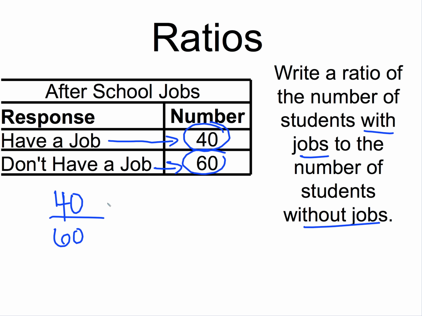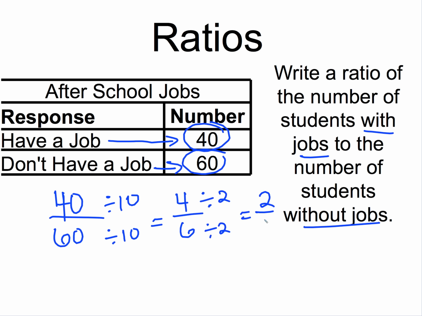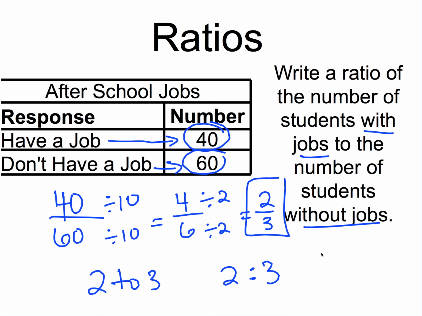As always with a fraction, you need to simplify. So I can quickly see that both of these are divisible by 10 because they both end in 0. 40 divided by 10 is 4. 60 divided by 10 is 6. I can simplify this further because they're both divisible by 2. 4 divided by 2 is 2, and 6 divided by 2 is 3. So the number of students with jobs to the number of students without jobs is 2 to 3. Again, I can write it as a fraction, I can write it like this, 2 to 3, or with a colon. As long as it's simplified, all three of these answers are acceptable.